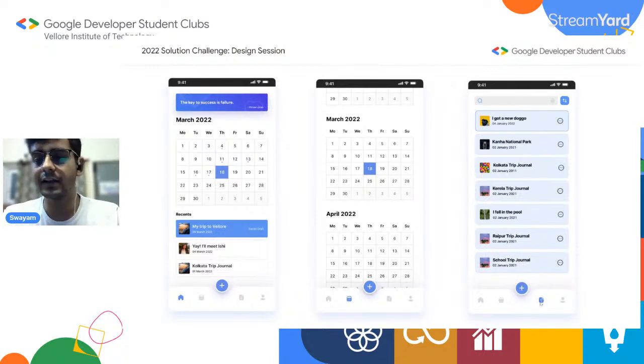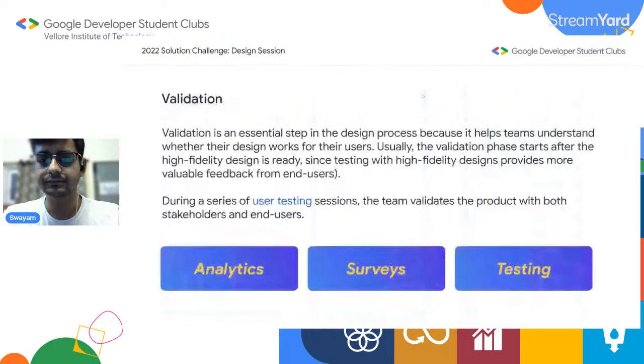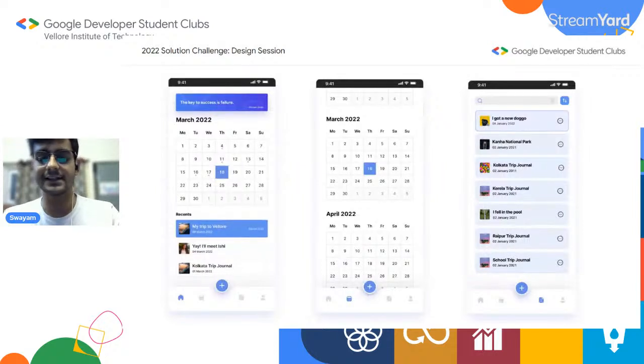And then I have an all journals page. This just shows all the journals that I have created till date. And this also has a search bar, and how searching works will be amazingly explained by Hisham soon. And this also has a small sorting feature. So yeah, these are the hi-fi designs.